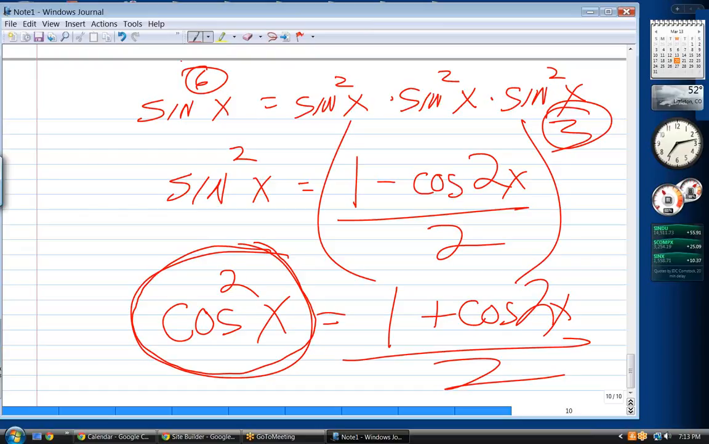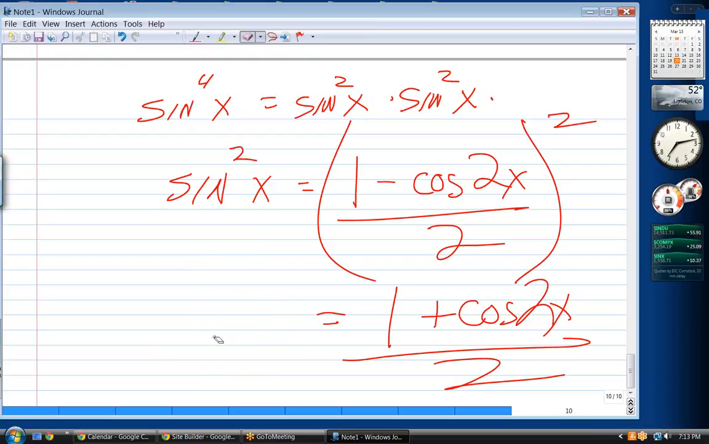It'd be easier if they'd have made this to the 4th, because then we just have to square it. Should we go through it? If you can do it for the 4th, you can do it for the 6th. In other words, if I said, what's the sine 4th of x, that's sine squared times sine squared, which is this squared. Let's go ahead and square that.